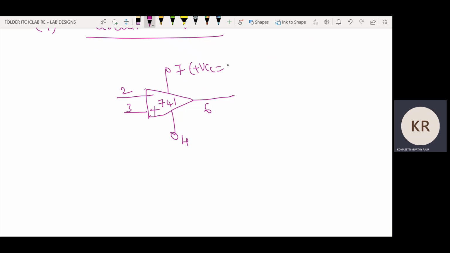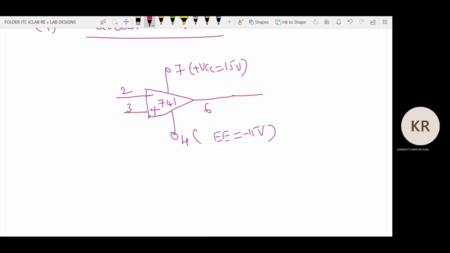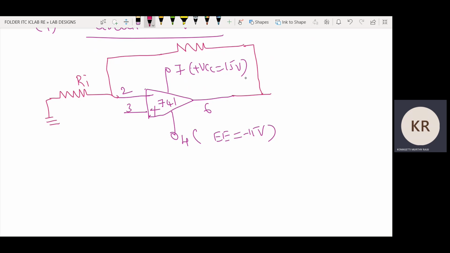Plus VCC is equal to 15 volts. Minus VEE is equal to minus 15 volts. This is the output. Here we use an RI resistance to ground. This one is the feedback resistance. Generally, we use a potentiometer as the feedback resistor RF.